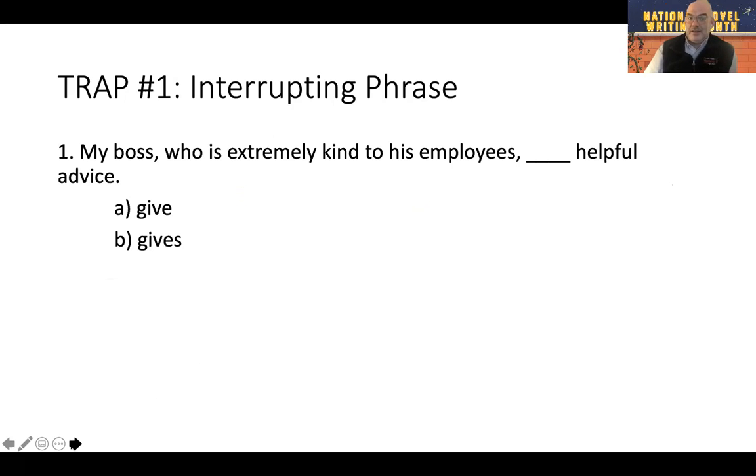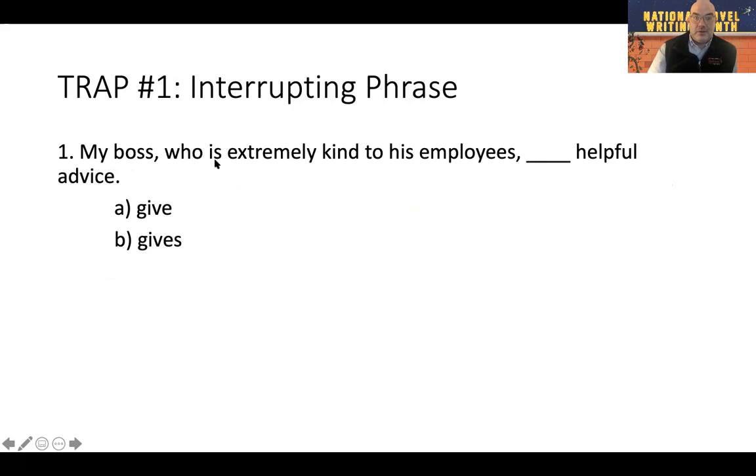Okay, so let's look at this in practice. "My boss, who is extremely kind to his employees, blank helpful advice." So what is the subject of this sentence? We've got this blank here, "give" or "gives." Well, who's doing the giving? I'm sure you can tell fairly immediately that it's boss.